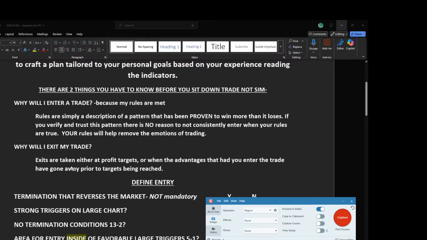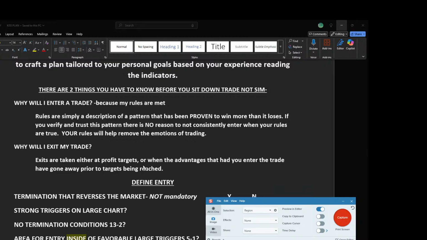Guys, exits are taken either at predetermined targets, whether it's a fib that may hold, whether it's a dollar amount, or when the advantages that have you enter the trade have gone away. This is why we talk so heavily about recognizing advantages. Because if it's momentum, path, and that entry area that gets me into the trade, when one of those goes away, it's okay for me to exit. I no longer have an edge. So if I enter at the area inside of triggers, my edge is gone 4 to 5 ticks beyond. If I enter at the area inside of triggers, my edge is gone if 3 divergences print.